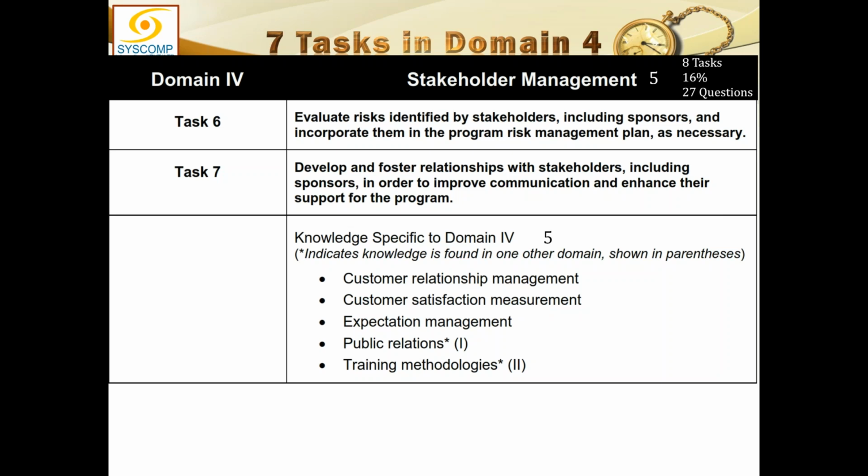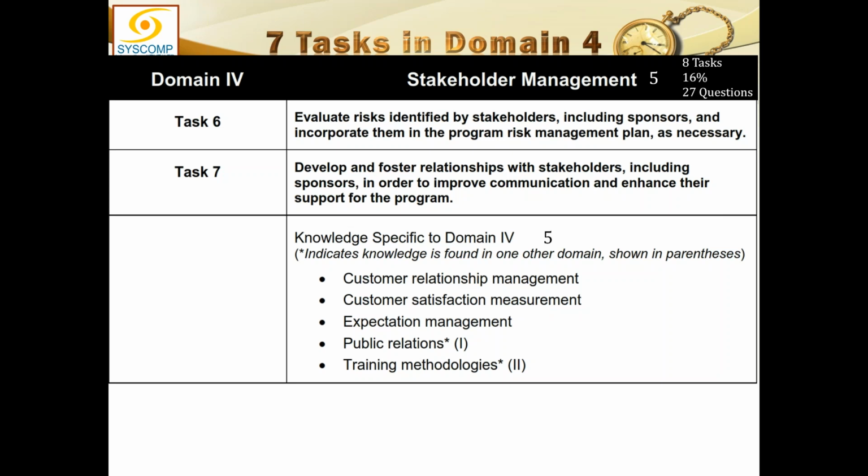Task number 7 is to develop and foster relationships with stakeholders, including sponsors, in order to improve communication and enhance their support for the program. In task 5, we said that we should establish communication with them. Now we are trying to gain efficiency by improving the communication. So we are interacting with the stakeholders, and we are finding out that the way we are communicating with them can be further improved and we can benefit more. So we are enhancing their support for the program by improving the communication.